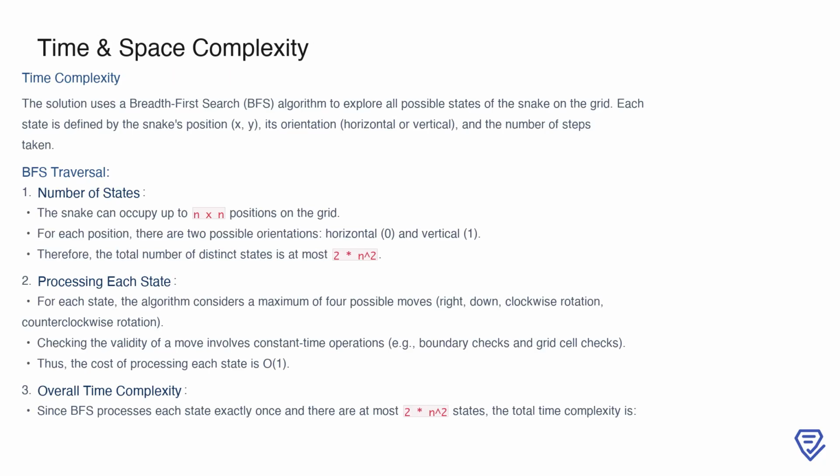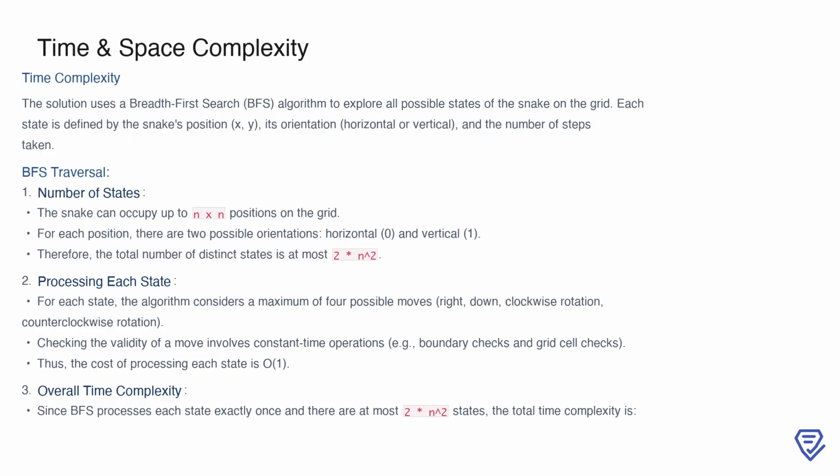To analyze the time complexity of this problem, we start by understanding the breadth-first search algorithm used to explore all possible states of the snake on the grid. A state is defined by the snake's position, its orientation, either horizontal or vertical, and the number of steps taken so far. The total number of states is determined by the grid size, which is n by n, and the 2 orientations, giving us at most 2n² distinct states.